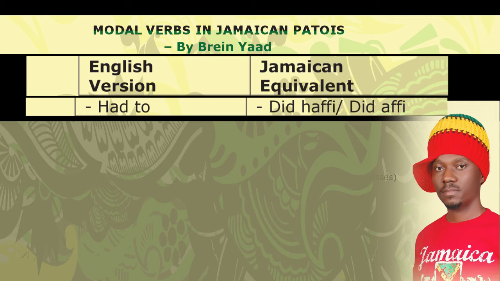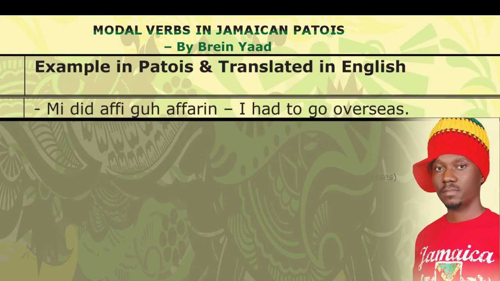Next. How do you say had to? Past tense of have to. If you want to say had to, you simply say "did afi." So, for example we say, "Me did afi go afarin," meaning, I had to go overseas. I had to go abroad.